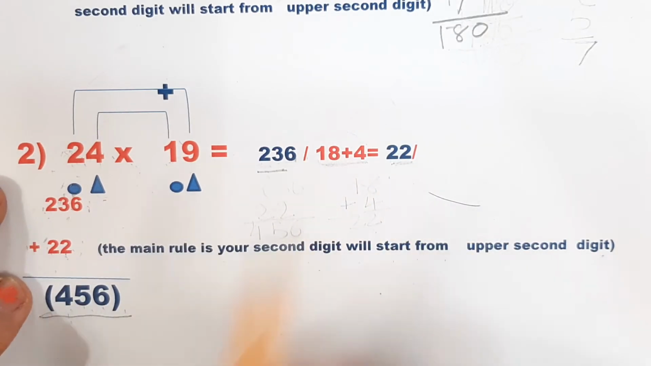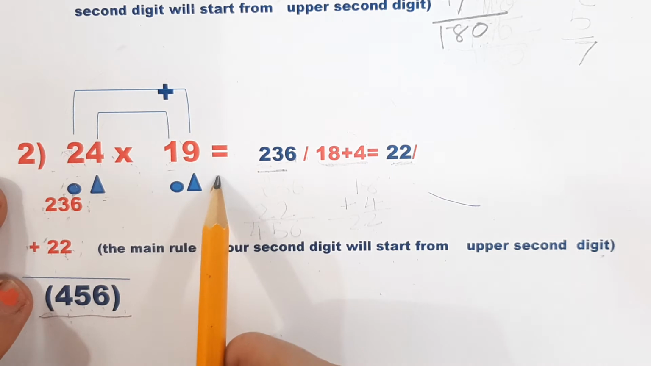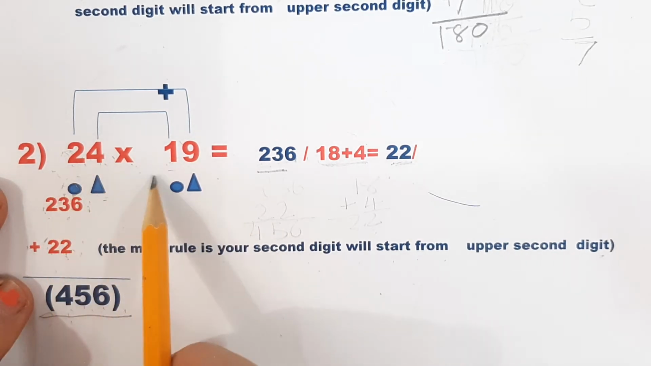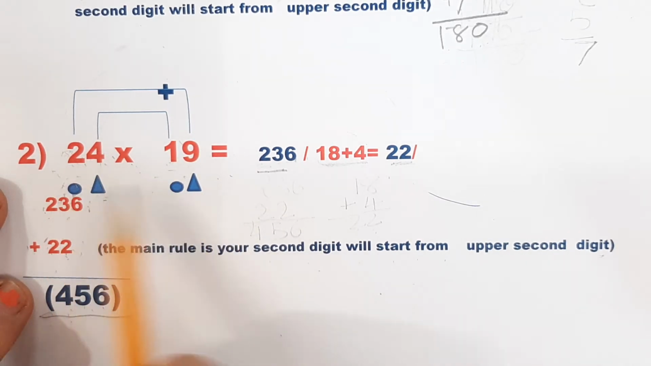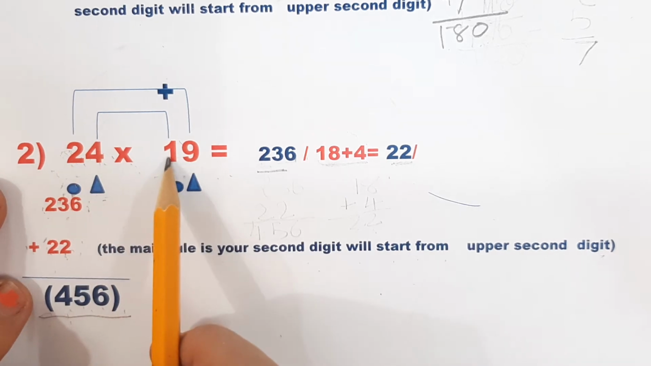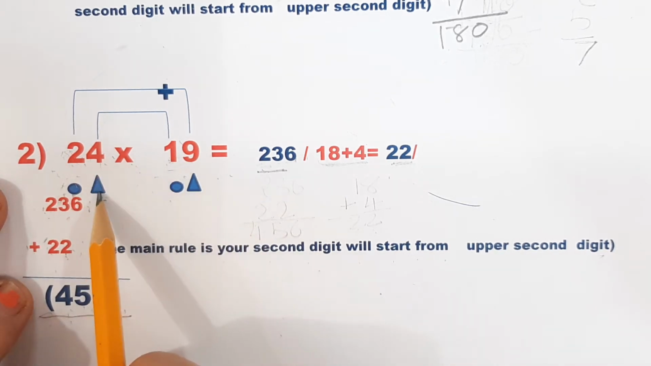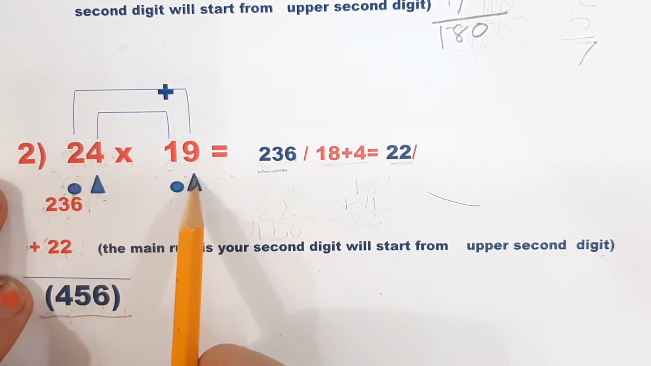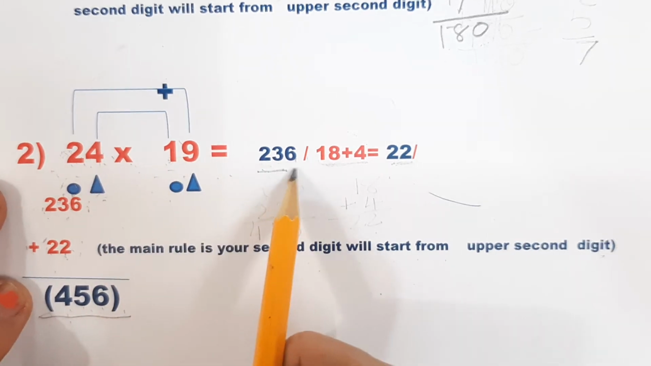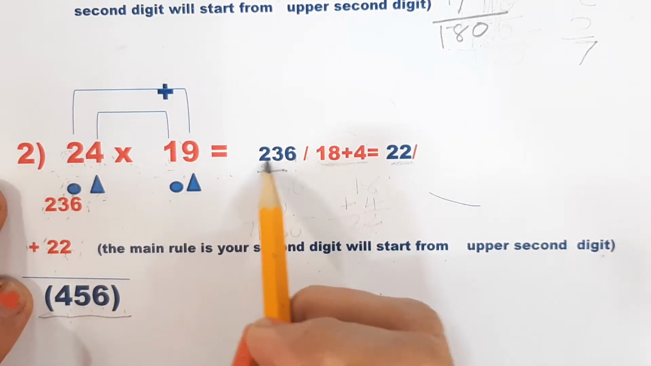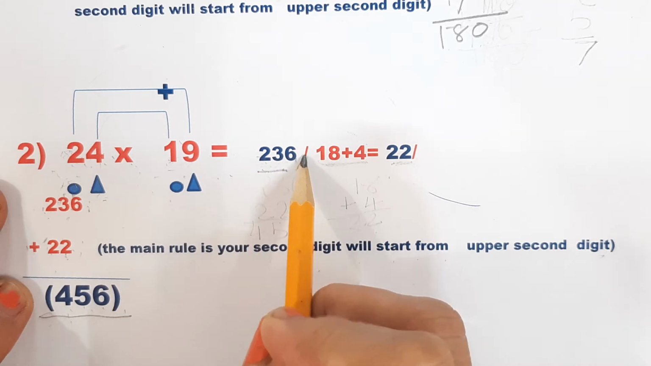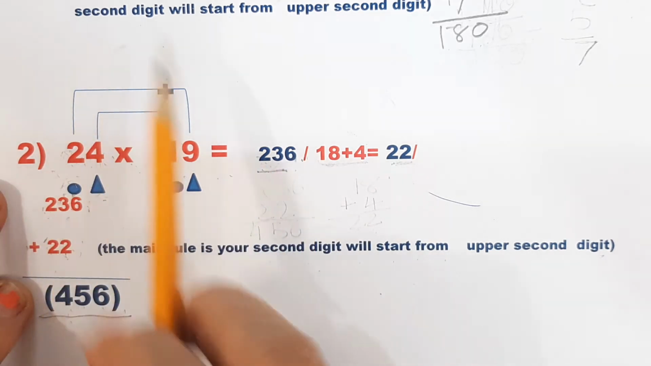The second example is 24 multiplied by 19. So sign to sign: 2 multiplied by 1 is 2 and triangle 4 multiplied by 9 is 36. The answer of the sign is 236. Now we'll go toward the bridge system.